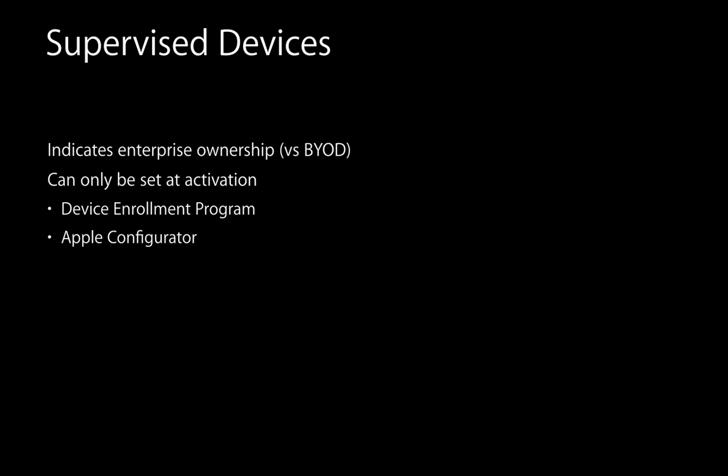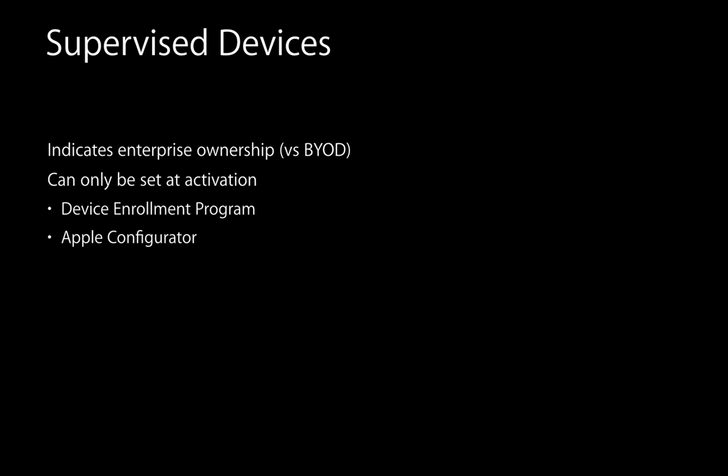Next, let's talk about supervised devices. So what's this? A supervised device is a device that has been activated into supervision. It tells iOS that the device is owned by the enterprise. This is in contrast to a device that's owned by a user, such as bring your own device, right? Supervision can only be set at activation. There are two ways to set supervision during activation. The first way, and you saw this in the keynote yesterday, is device enrollment program.